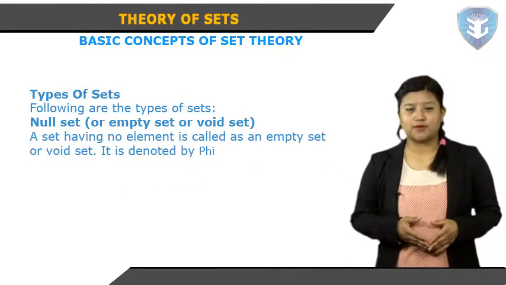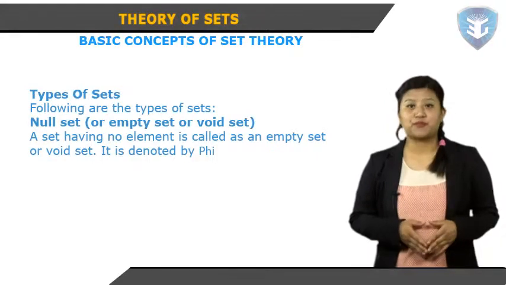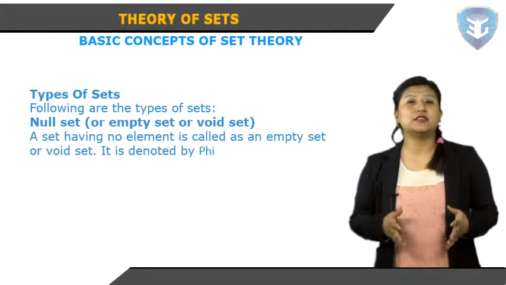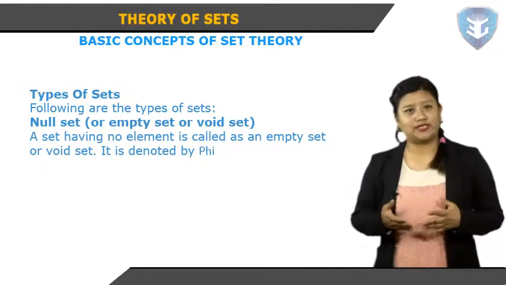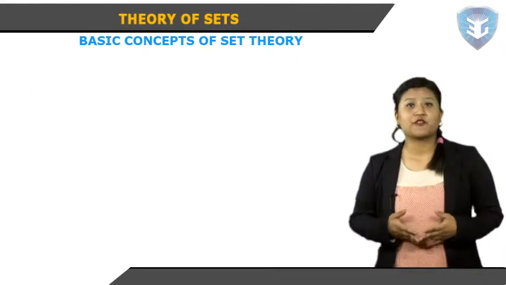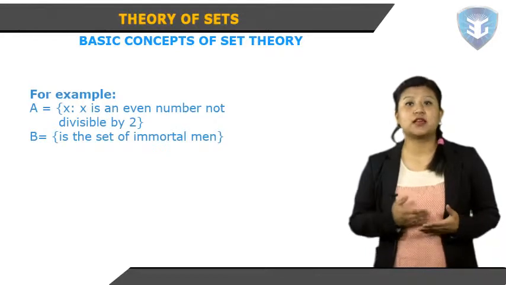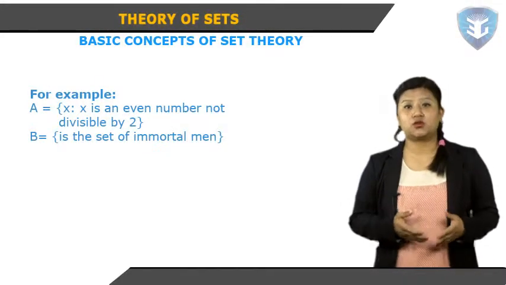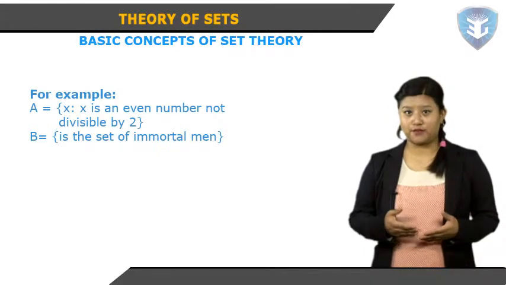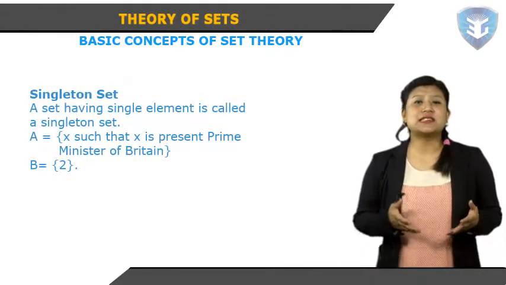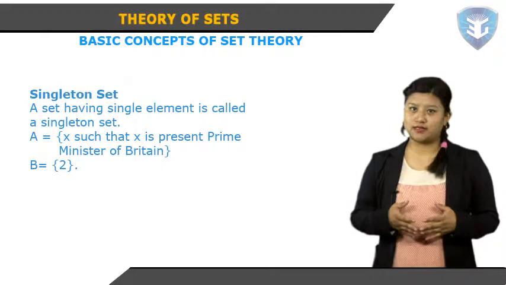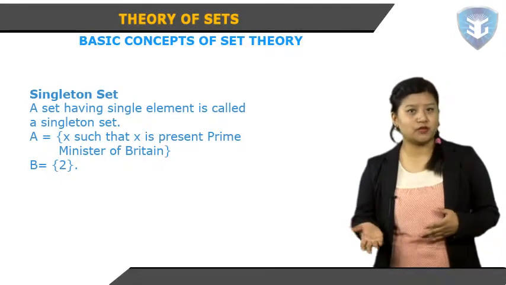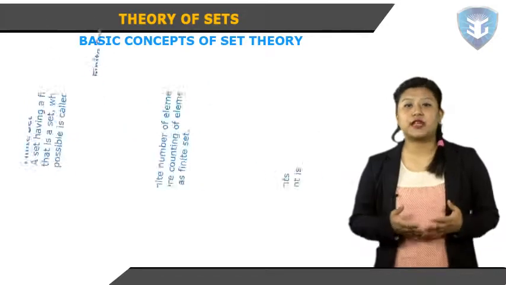The types of sets. Following are the types of sets. Null set or empty set or void set. A set having no element is called an empty or a void set. It is denoted by phi. For example, A equals {x such that x is an even number not divisible by 2}. B equals the set of immortal men. Singleton set. A set having a single element is called a singleton set. A equals {x such that x is present Prime Minister of Britain}. B equals {2}.